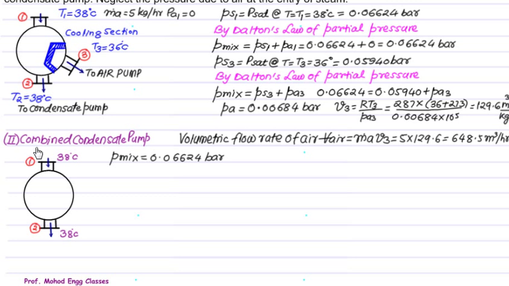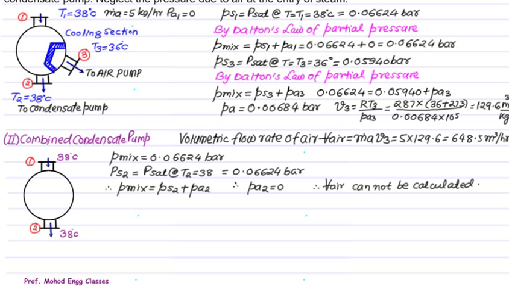If we assume that there is no cooling section, then we have only one inlet and outlet, and both temperatures are 38. But in that case, the P mix is equal to 0.06624, and this pressure and this pressure are the same. So the partial pressure of air will come out to be 0. Let's check it. P mix is the same, and PS2 is the same as Psat, which is 0.06624.